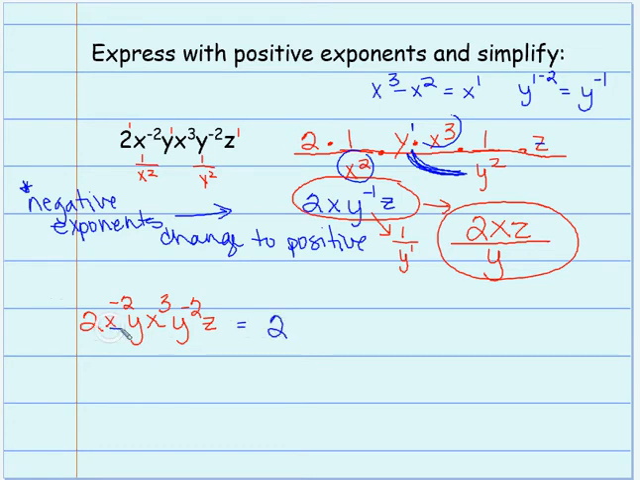Now my x's, I have like bases and I'm multiplying, so I add those exponents. So negative 2 plus 3 is 1. So I'm going to put an x. And my y's, when I add those exponents, they're like bases and I'm multiplying. 1 plus negative 2 is y to the negative 1. And z. And then I'm right back here where I just was. So then I write, this becomes 1 over y, and my answer is 2xz over y.